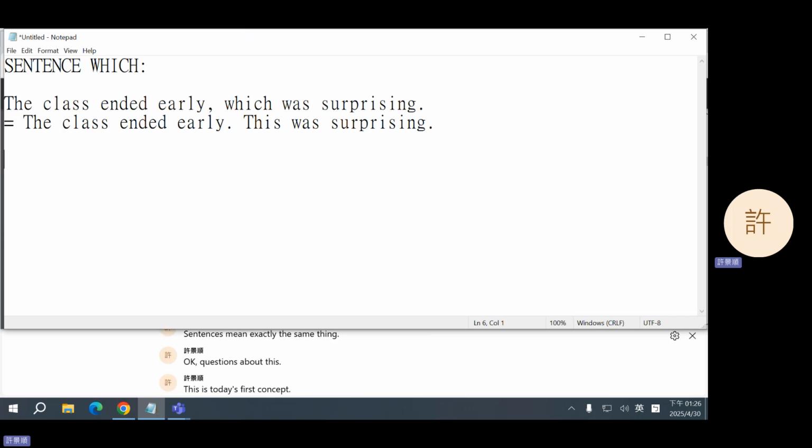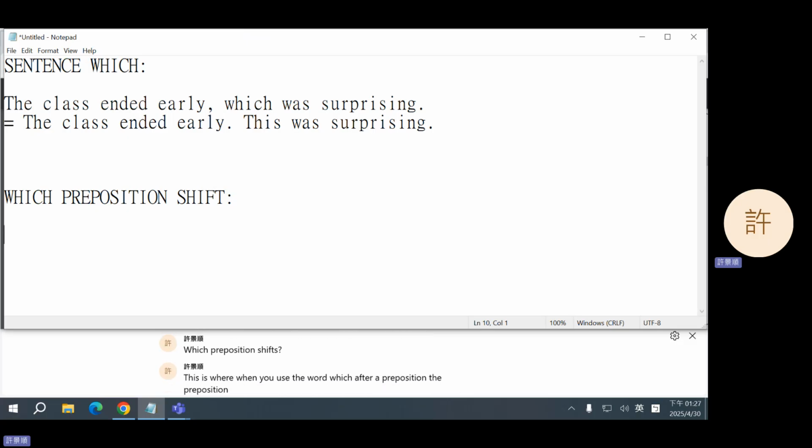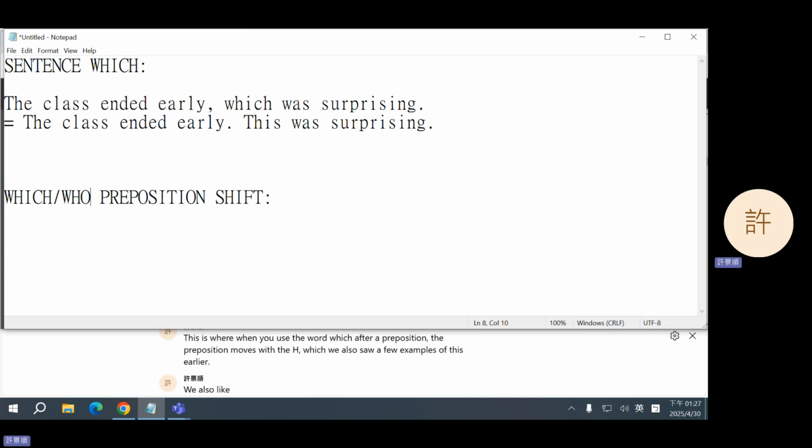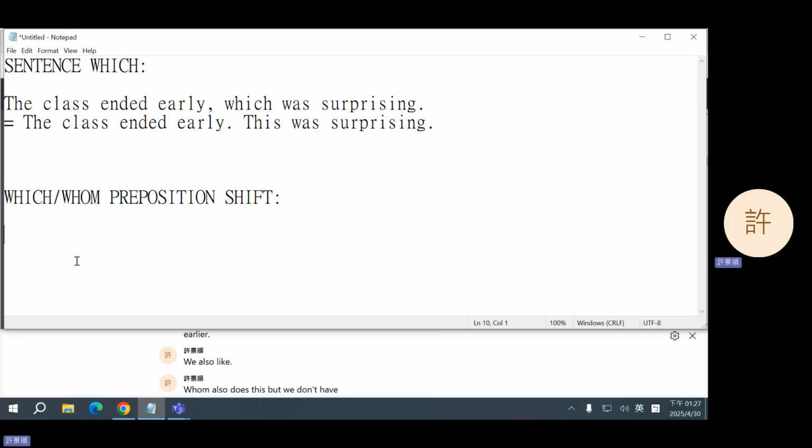Okay, if you don't have questions about this, let's next talk about the "which" preposition shift. This is where when you use the word "which" after a preposition, the preposition moves with the "which." We also saw a few examples of this earlier. "Whom" also does this, but we don't have to use the word "whom" today. It's mostly about the word "which."